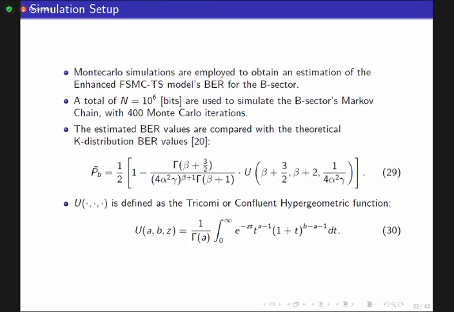What simulations are we using? We're using Monte Carlo to obtain an estimation of this model's bit error rate. We're transmitting a total of 10^6 bits, running 400 iterations of Monte Carlo, simulating the bit error rate and comparing it with a theoretical value, which is represented in equation 29, an analytical closed expression. U is just a well-known function, the Tricomi function.